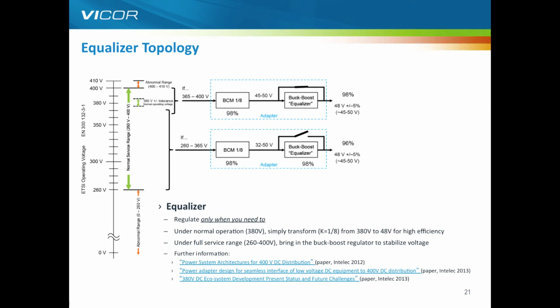In this example, we're looking at the ETSI input range for a data center, which normally runs at 380 volts, very tightly controlled. In that case, we simply bus convert down to 48, and we have a very high efficiency system. However, in cases where that voltage drops, we can then introduce our buck boost to regulate back to that 48 volt point. So the majority of the time, 99.999% of the time where we've got 380, we have the highest efficiency possible, just bus converting.